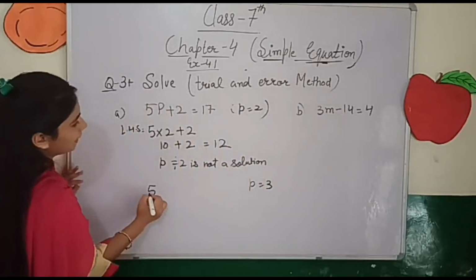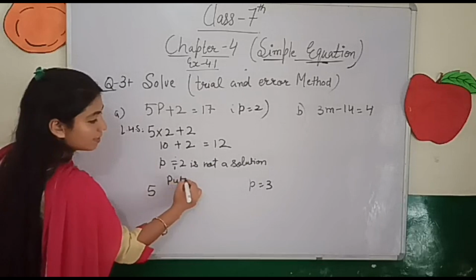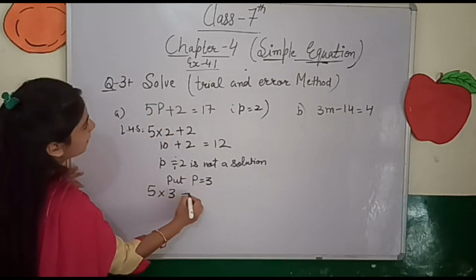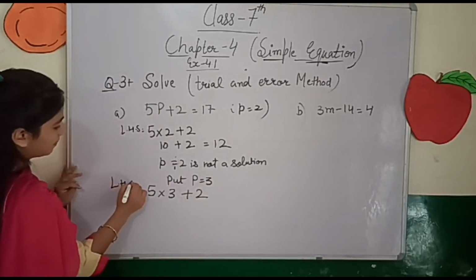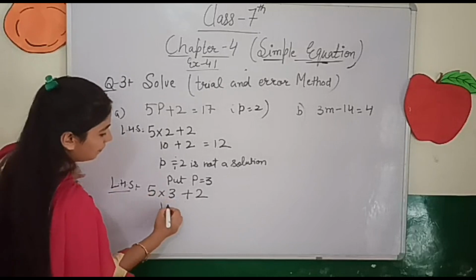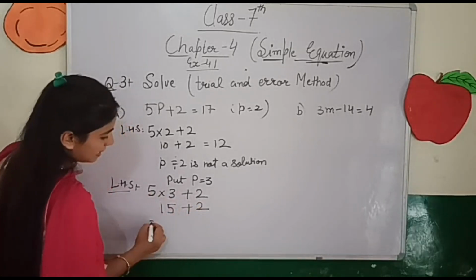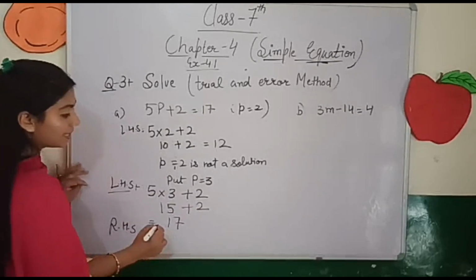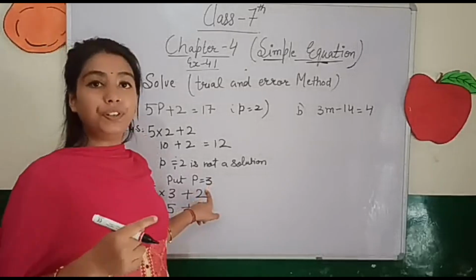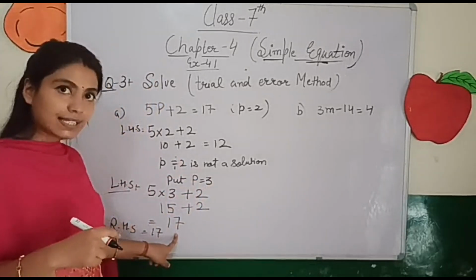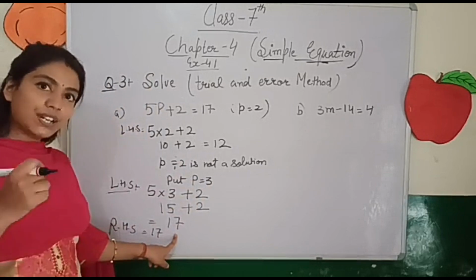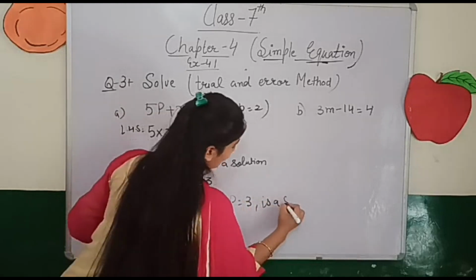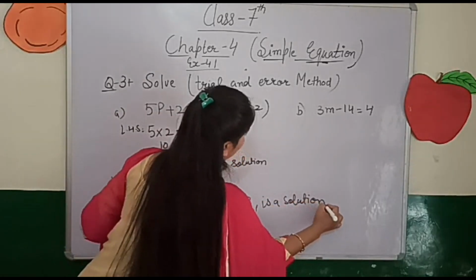So let's put p. Here you will write: put p is equal to 3. Okay. So put p is equal to 3. 5 into 3 plus 2. This will be the left hand side. 5 3s are 15. 15 plus 2, 17. And we have the right hand side already 17. It means we assumed the p value 3 and it comes out as a solution. Now you will write p is equal to 3 is a solution, in the same manner as we have done in question number 1 or 2.